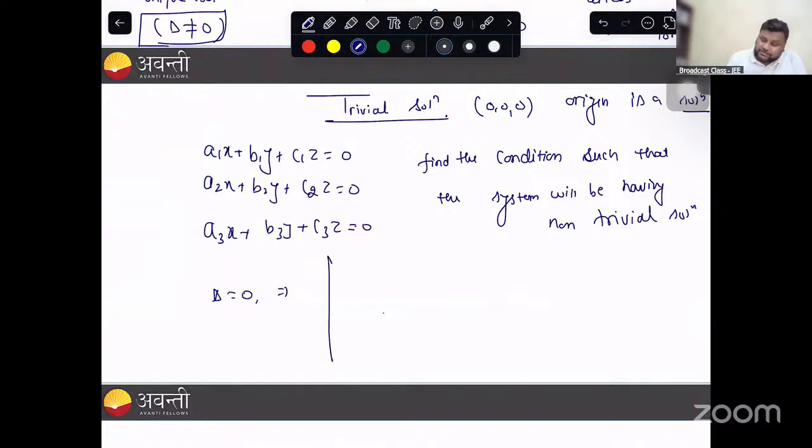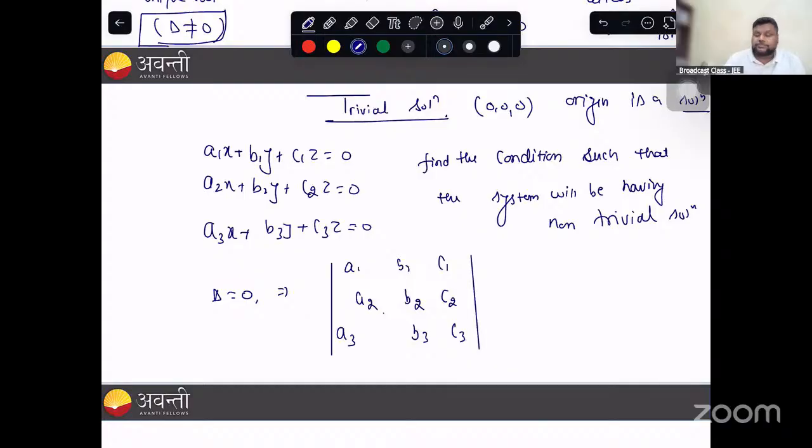That is, A1, B1, C1, A2, B2, C2, and A3, B3, C3. Is it fine?